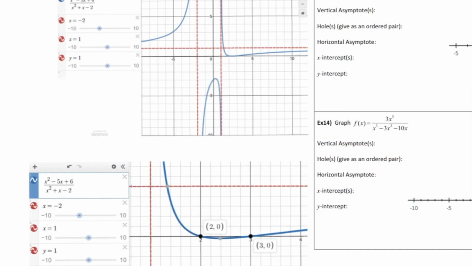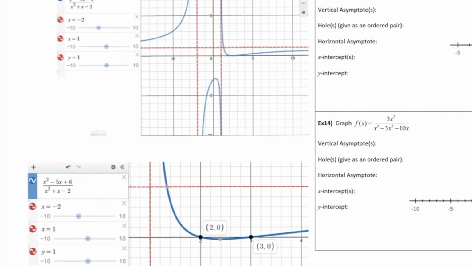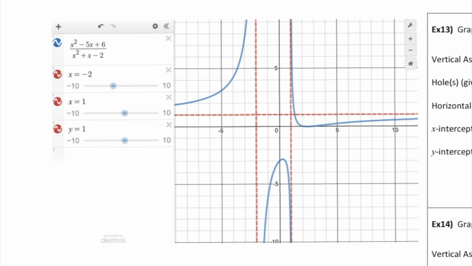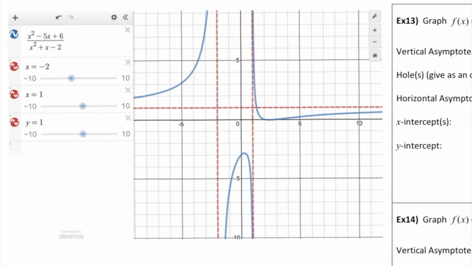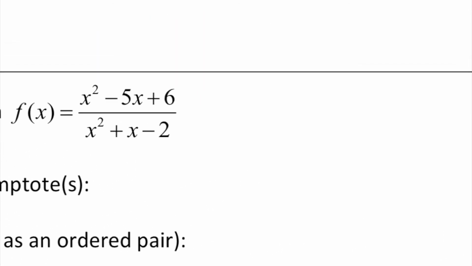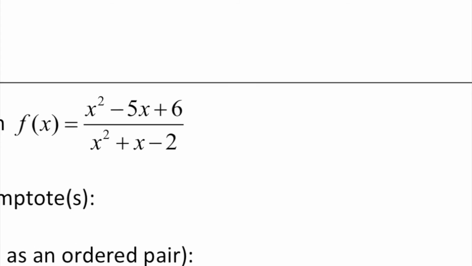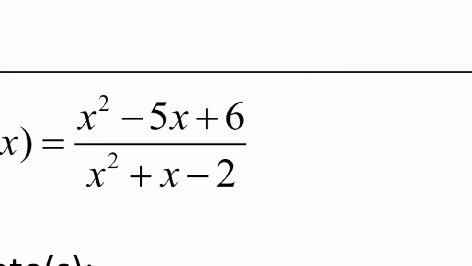So here I used two of the screenshots from Desmos, starting with the overall graph. And this is what we came up with for some asymptotes. Let's back that up with the algebra. Remember that you need to factor the numerator and denominator first. So if you haven't already done that, take a minute, factor the numerator, factor the denominator, and then put the video back on.